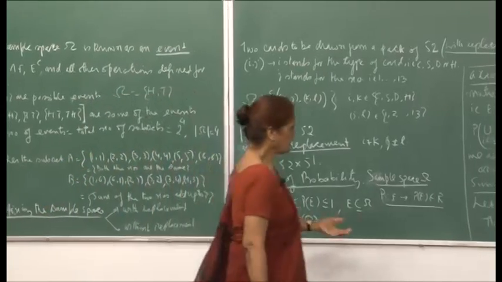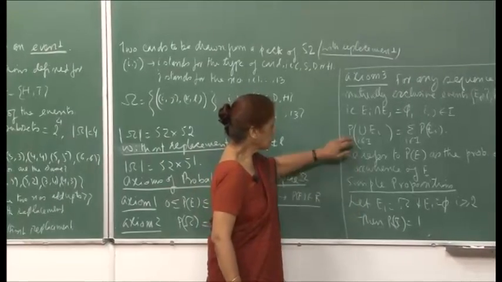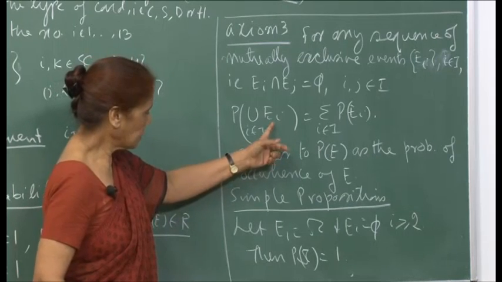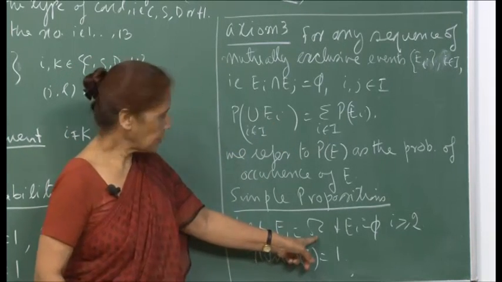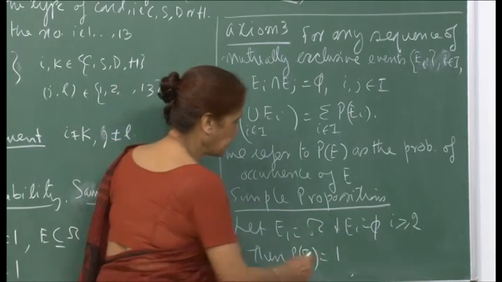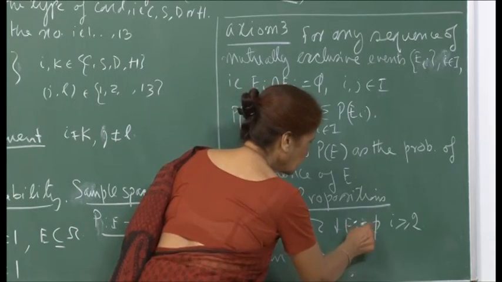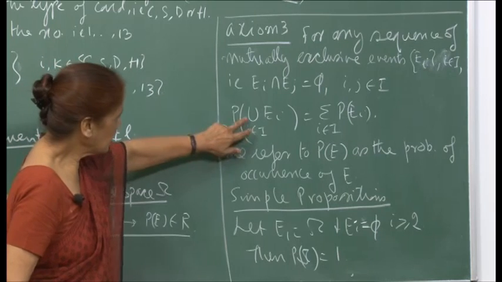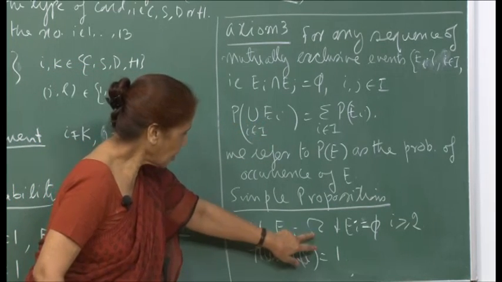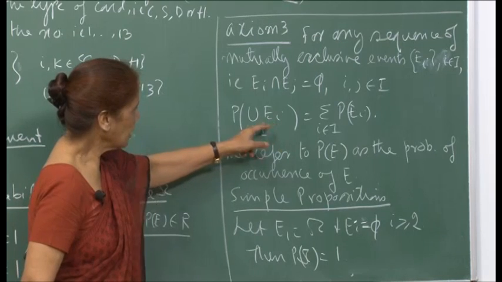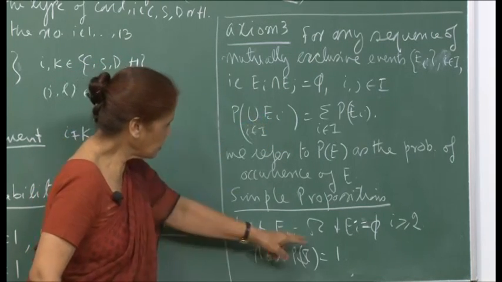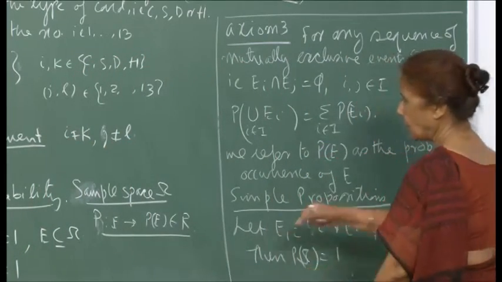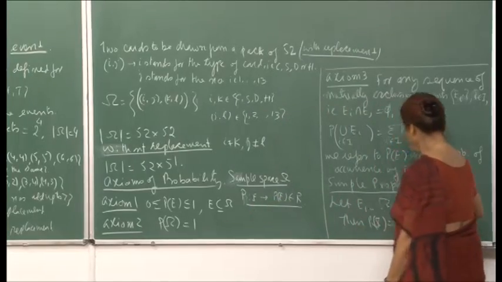The first simple observation we can make is that from axiom 3, if you choose your E_1 to be the whole set omega, that is your sample space, and all other E_i's as empty sets, for i greater than or equal to 2, then because this axiom must hold, the union becomes your set omega, because all other E_i's are empty and E_1 is omega. And from axiom 2, P(omega) is 1. So you get this.